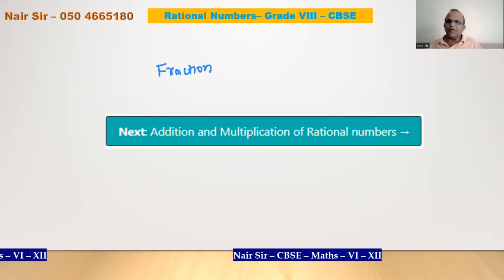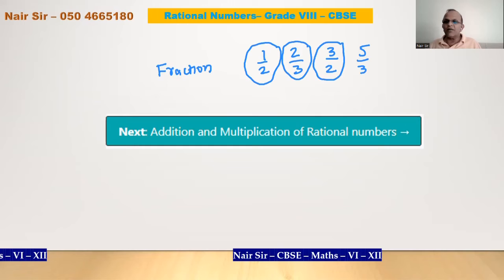When I say fraction, I have got 1 upon 2, 2 upon 2, 3 upon 2, 5 upon 3. A quick recap, it's very important. This is a proper fraction. This is a proper fraction. This is an improper fraction. This is an improper fraction. And there is one more thing, if you notice, if I want you to add this, 1 upon 2 plus 2 upon 3.